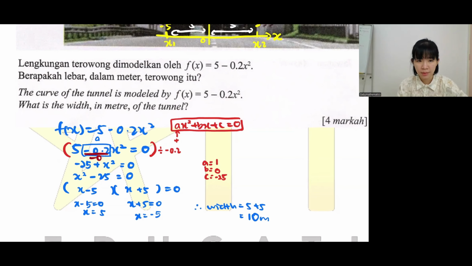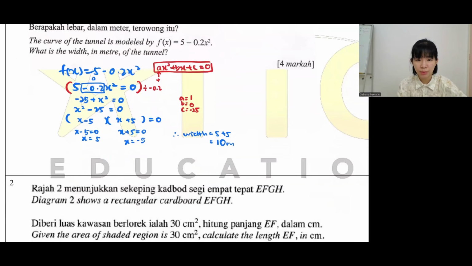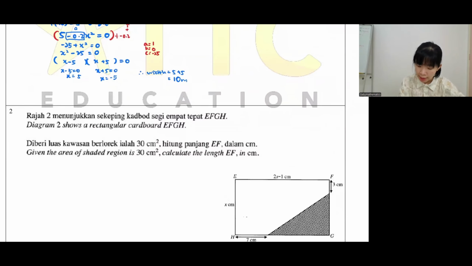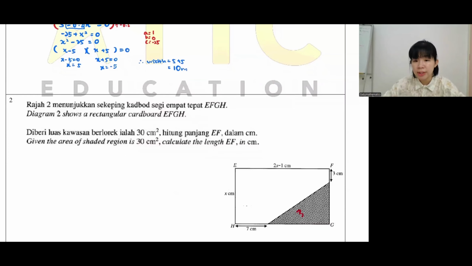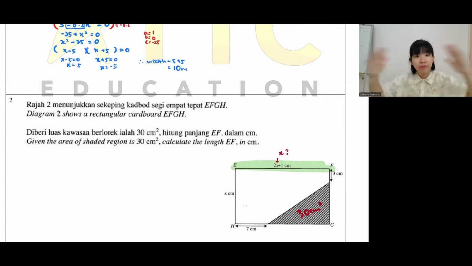Okay, now next, question number 2. It's a rectangular cardboard EFGH. Given the area of the shaded region is 30 cm². Then at the end, calculate the length of EF. If you want to find the length of EF, you must find out the x. How much is the x? Only then you can find the whole thing.